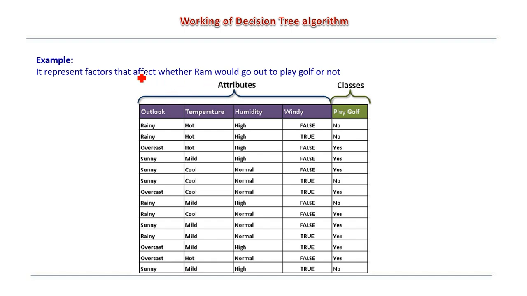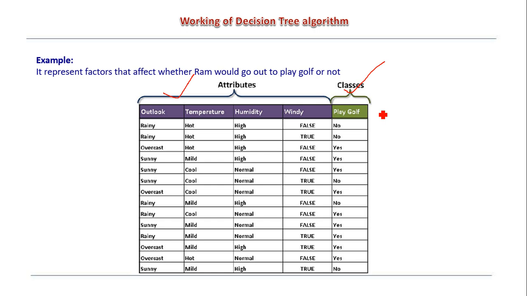It represents the factors that affect whether Ram would go out to play golf or not. Here this is my dependent variable. These are the feature attributes: outlook, temperature, humidity and windy. Based on these parameters, we determine whether Ram would go out to play golf or not. So here we have two classes, either yes or no.